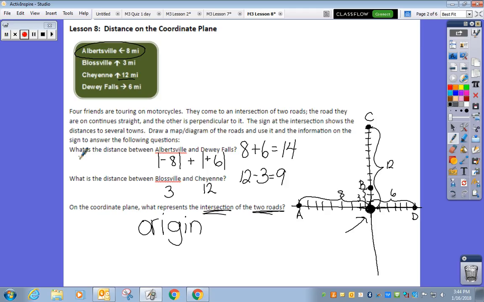So if the signs are different, we add their absolute values. I always think of this as different has a D in it, add has 2 D's in it. So if they have different signs, we add their absolute values. With Blossville, if this were a coordinate plane, this would be a +3, and Cheyenne would be a +12. In this case, they have the same sign. They're both positive. So we subtracted their absolute values.